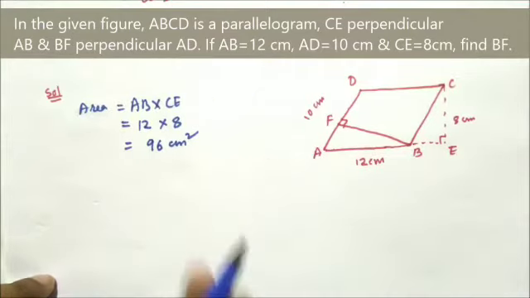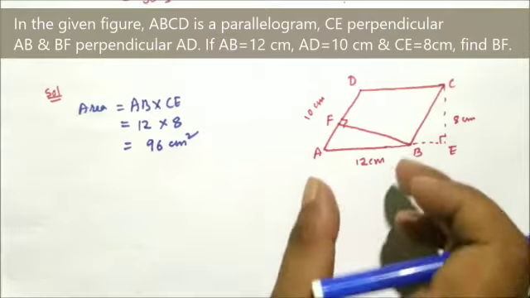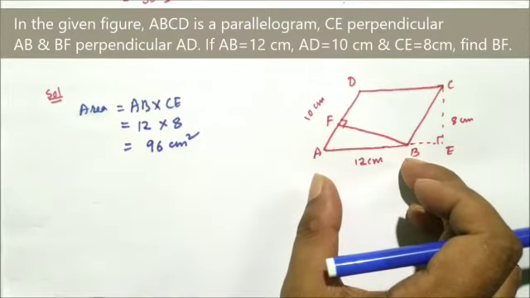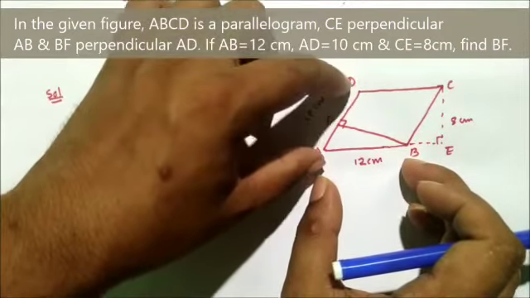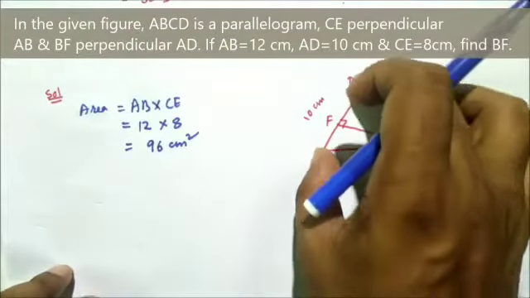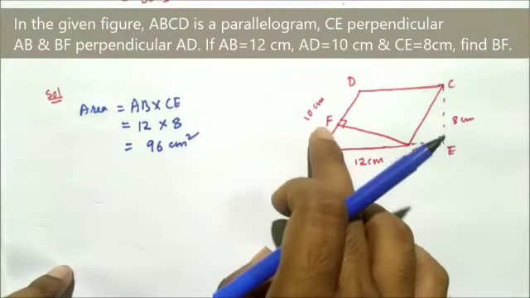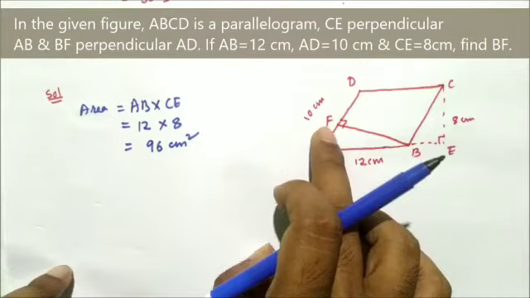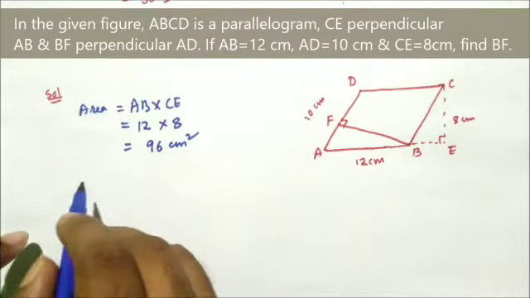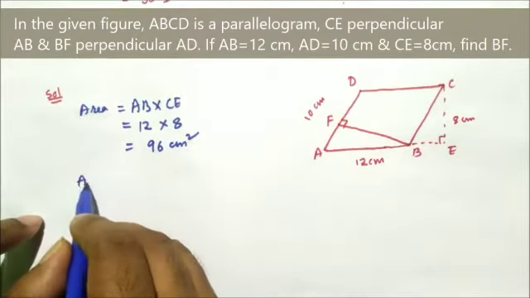In the beginning of this video, I explained that one can take AB as the base, and another can take AD as the base. If you wish to take AD as the base, then BF will be the altitude or height. So from that perspective, let us find the area again.